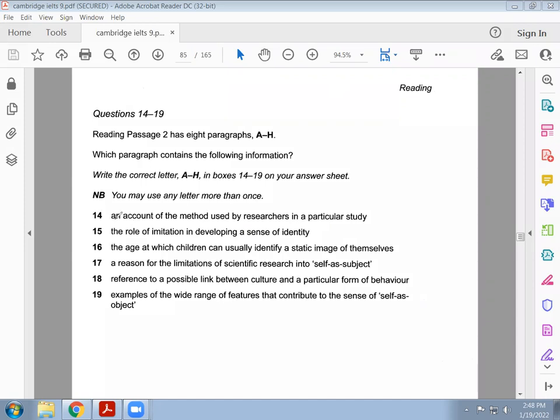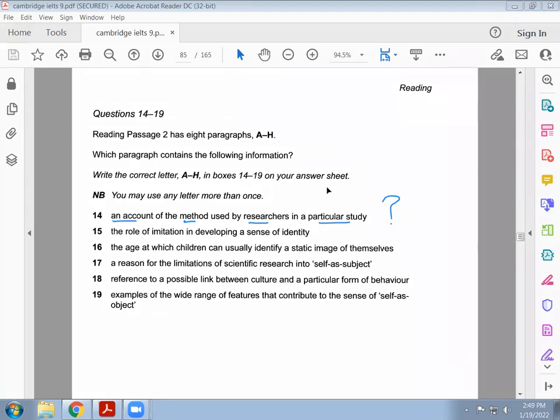For instance, now question number 14, let's try one. Question number 14 is an account. Now you will not be searching the word account from the passage. An account of the method used by researchers in a particular study. Now understand, what does it mean? Account means detail. Of a method, it means one method will be given. By researchers, maybe they will be using the researcher names or they might use the word experiments, etc. in a particular study. Now, in which paragraph they have given the detailed method that was used by researchers, plural.